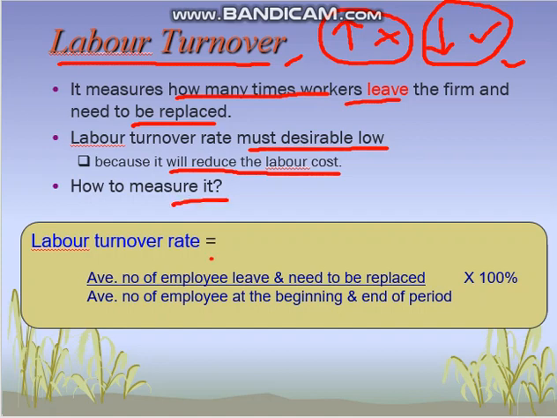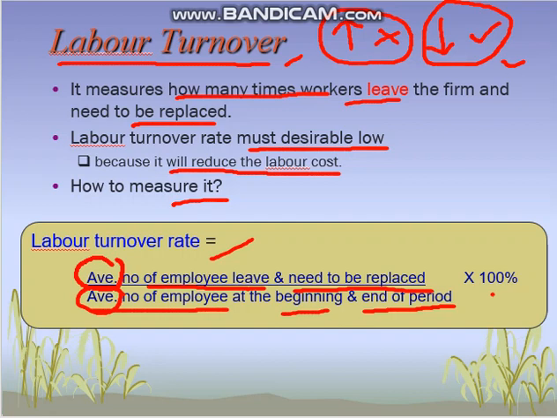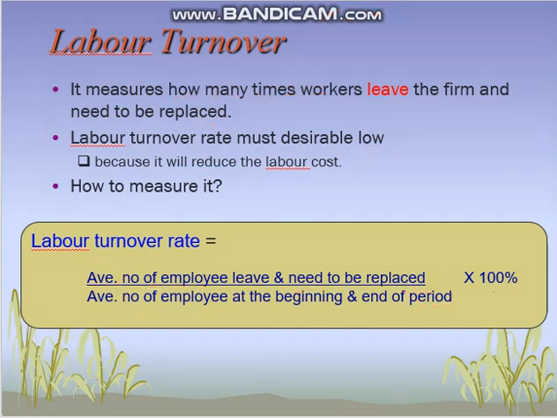The formula for the labor turnover rate is the number of employees who leave plus the number of employees who need to be replaced, and then we divide it by the number of employees at the beginning and also the number of employees at the end of the period. So we have to take the average here and also the average for this one, and then you multiply by 100%.